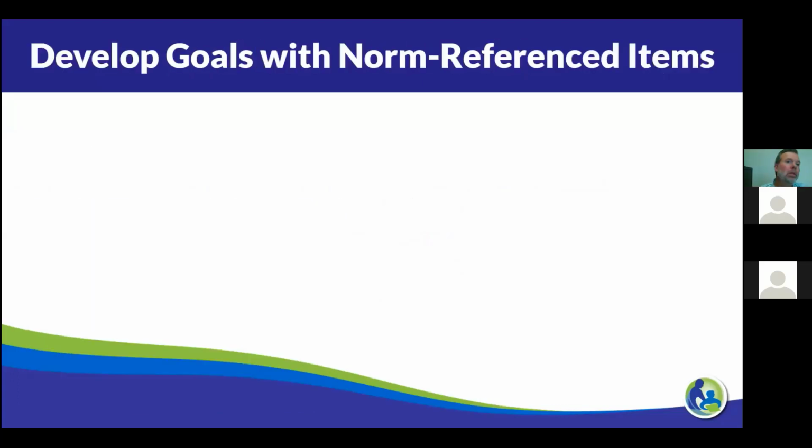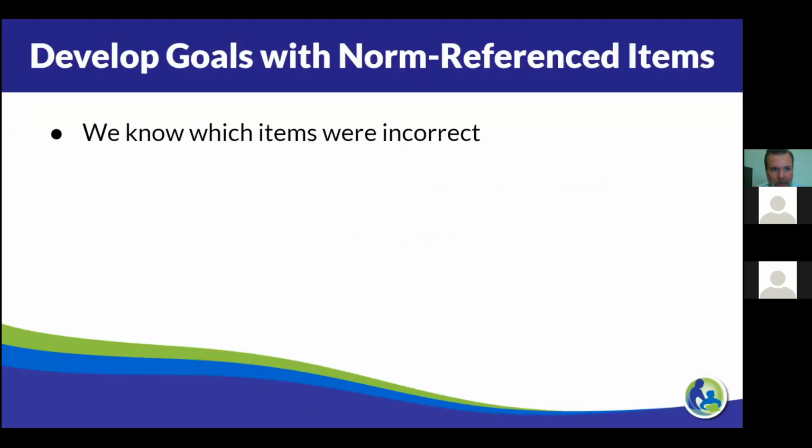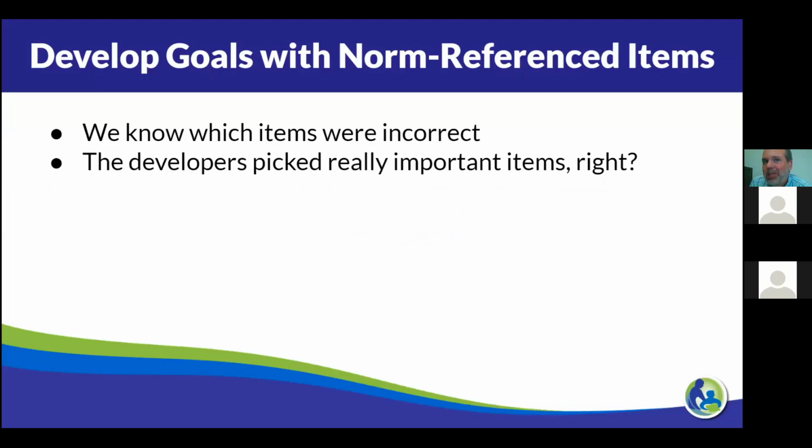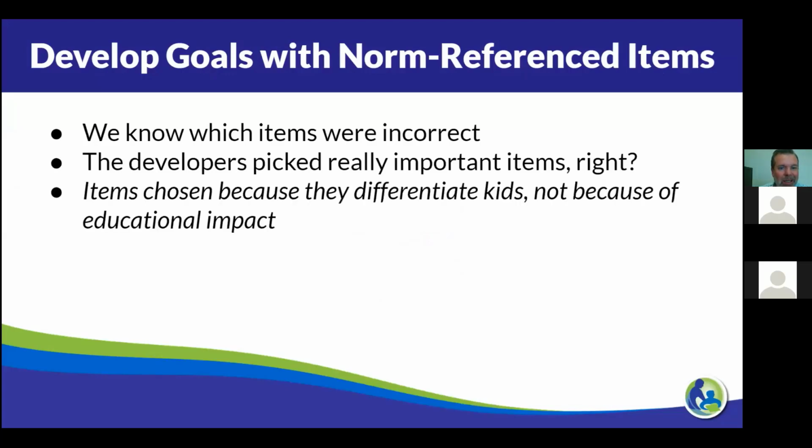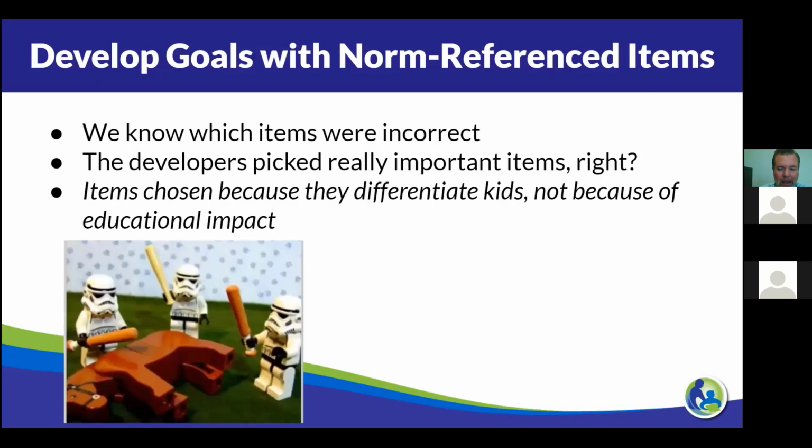We're often tempted to develop goals with norm reference items, right? We know the items that students got incorrect. We know how to reassess them. These developers, they picked really important items, right? Not necessarily. These items were chosen because they differentiate kids, not because they're super important, not because they show educational impact. And now he's just beating a dead horse.